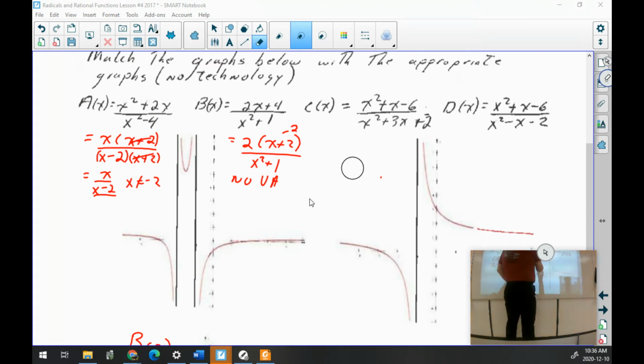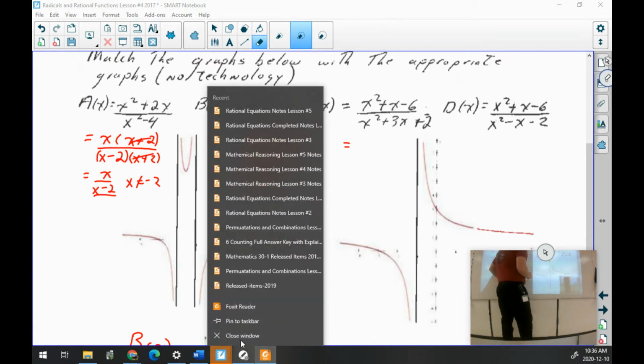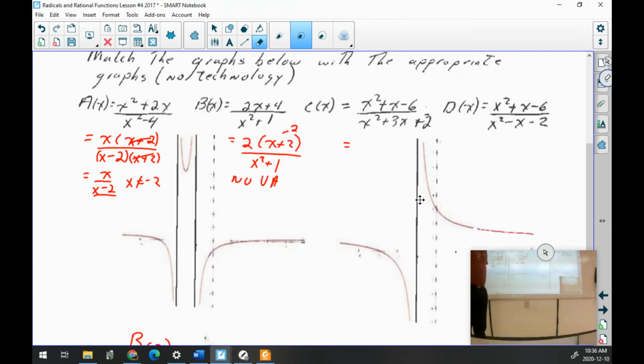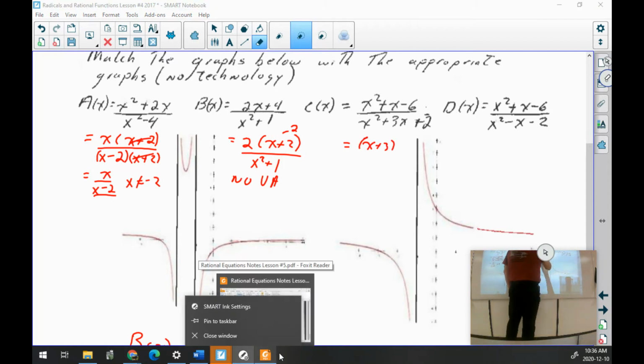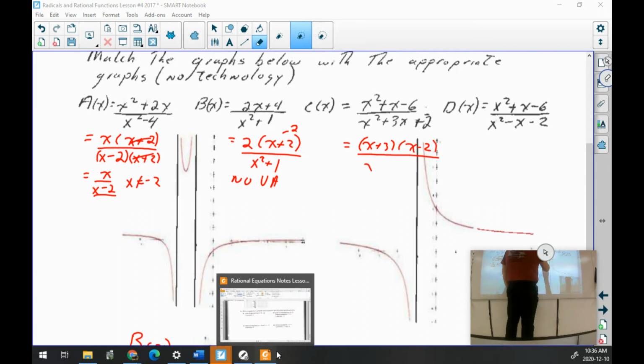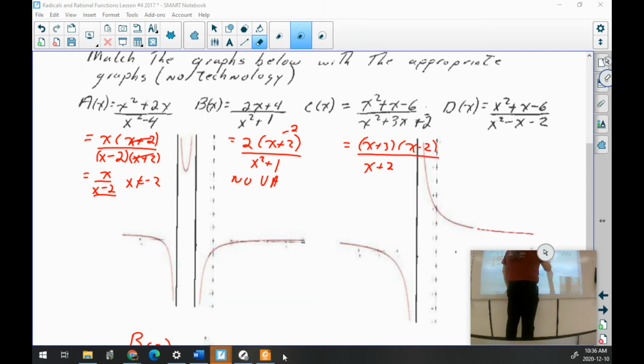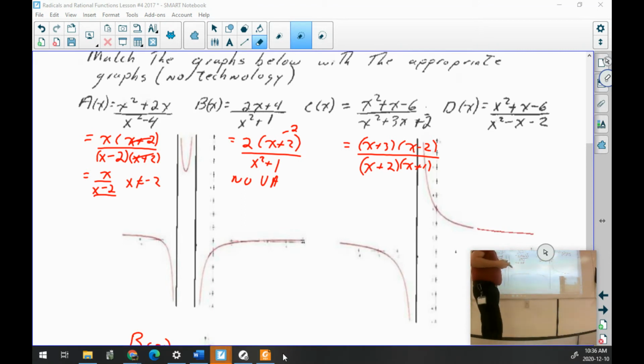This one's easier than what we did on the other board. Why does that keep happening? I don't know. We have two numbers that multiply to -6, add to +1, so (x plus 3)(x minus 2) over here, and on the bottom we have (x plus 2)(x plus 1). So again, can I cross anything off? Nope. Make sure I've done that right. Yes, can't cross anything off.